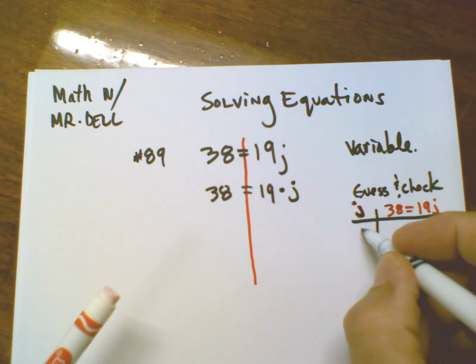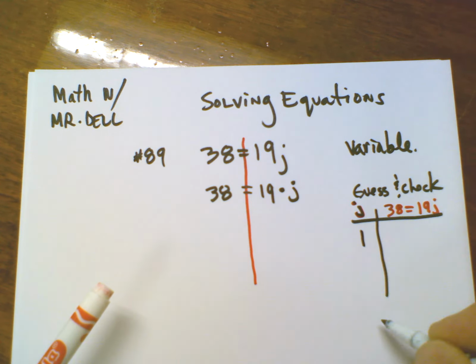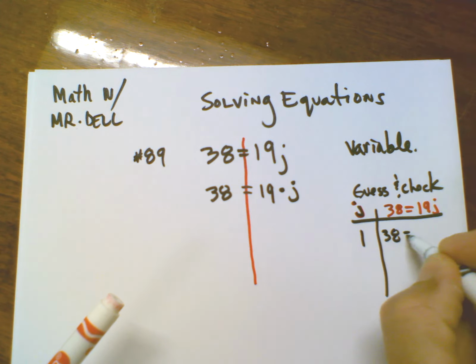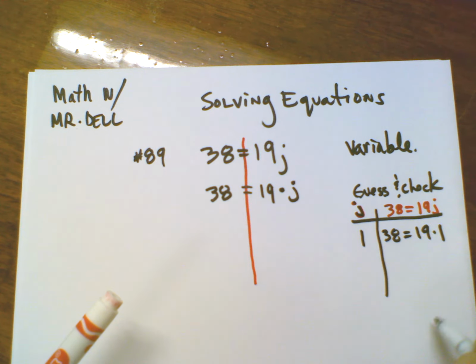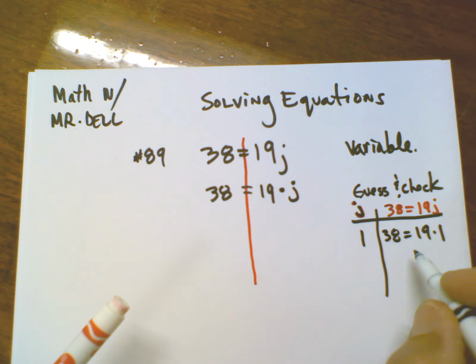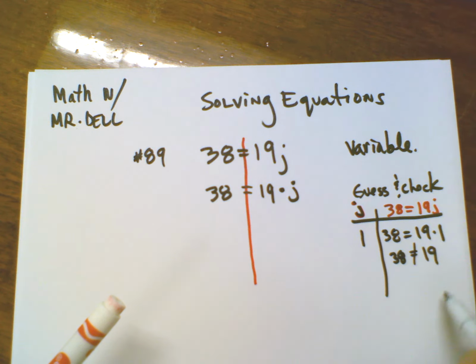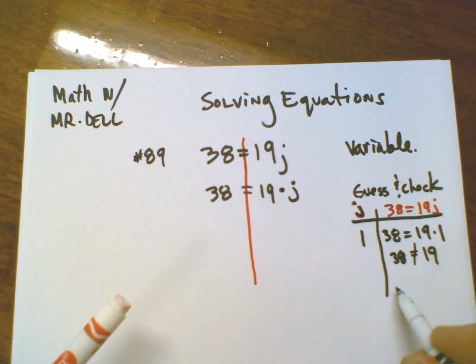So for example, if I guessed that J was equal to 1, I would put in and say, well, 38 equals 19 times 1. Is that true? Does 38 equal 19 times 1? Well, 19 times 1 is 19. Does 38 equal 19? It does not. So 1 is not the answer. So then I'd go on and check something else, right?